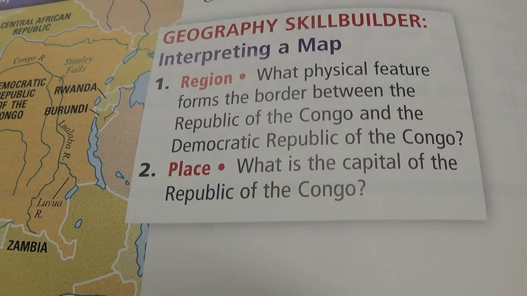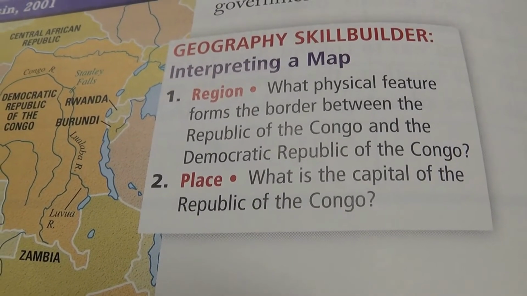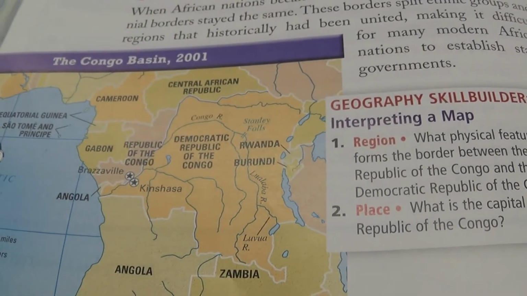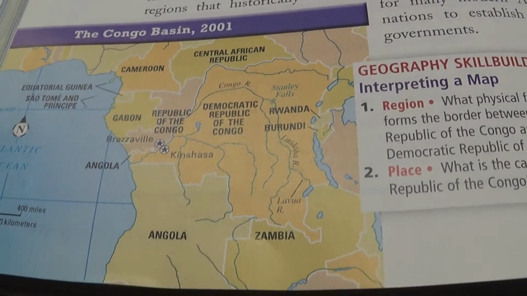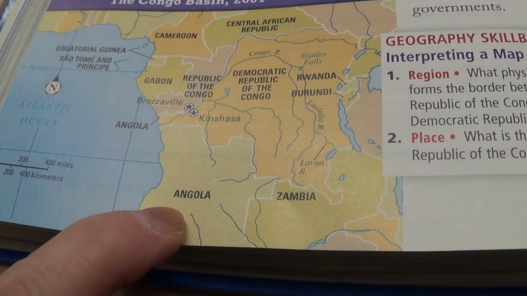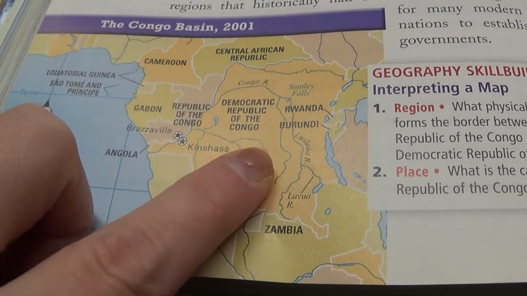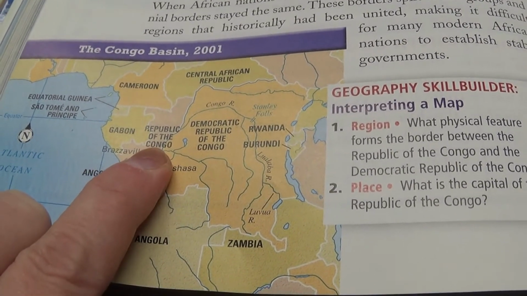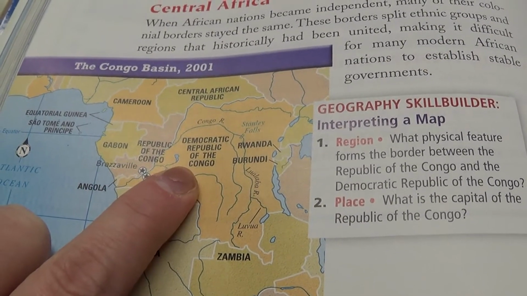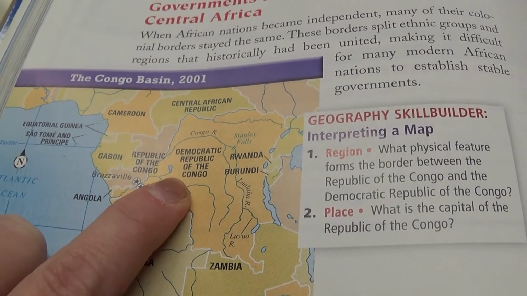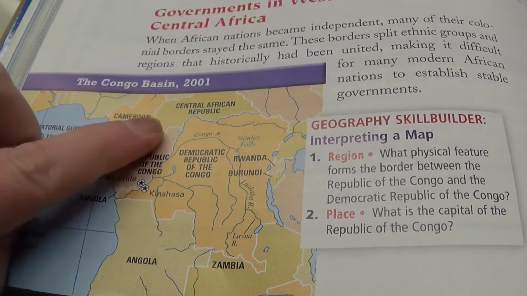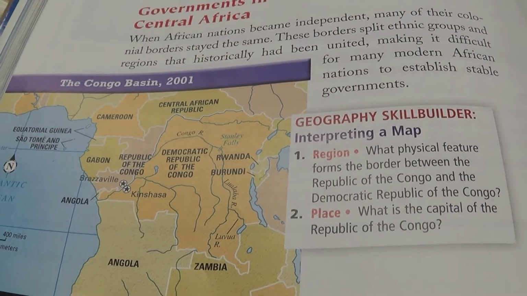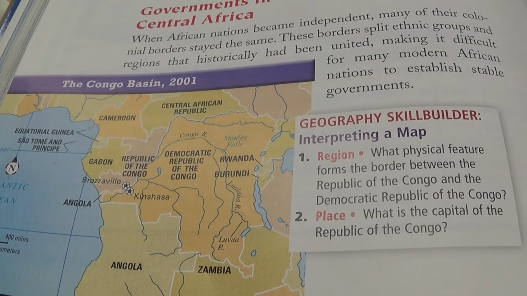Our first question is, what physical feature forms the border between the Republic of Congo and the Democratic Republic of Congo? Those are two different countries. And countries are labeled here. You can see they're in all bold letters. And we have the Republic of Congo here, it's in a tan color. And then in an orange color, we have the Democratic Republic of Congo. And we can see that the country borders are in a white color. It's not my favorite map, but this map's definitely workable.